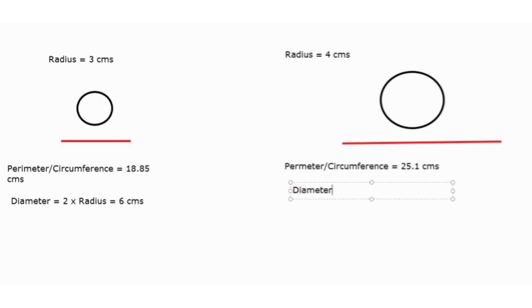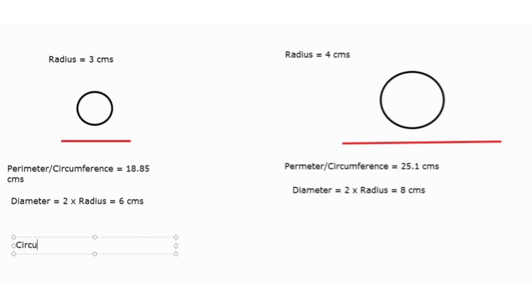So now let's calculate the diameter. So the diameter of the second circle will be twice the radius, that is 2 multiplied by 4, which is equal to 8 centimeters. So now let's calculate the ratios of the circumference and diameter of each circle.